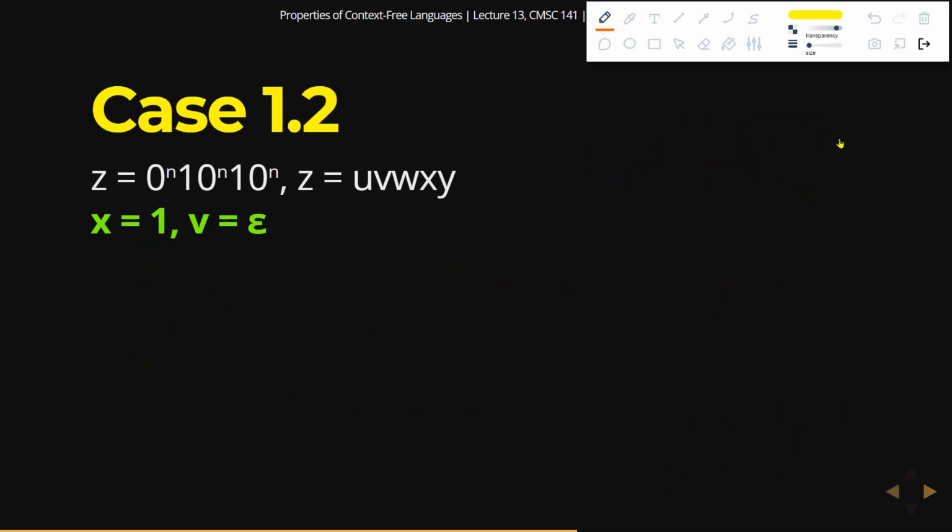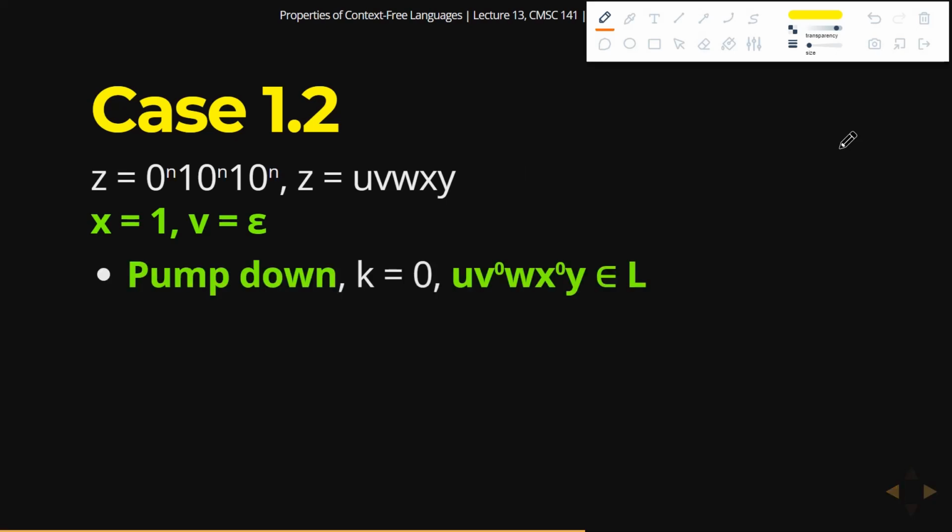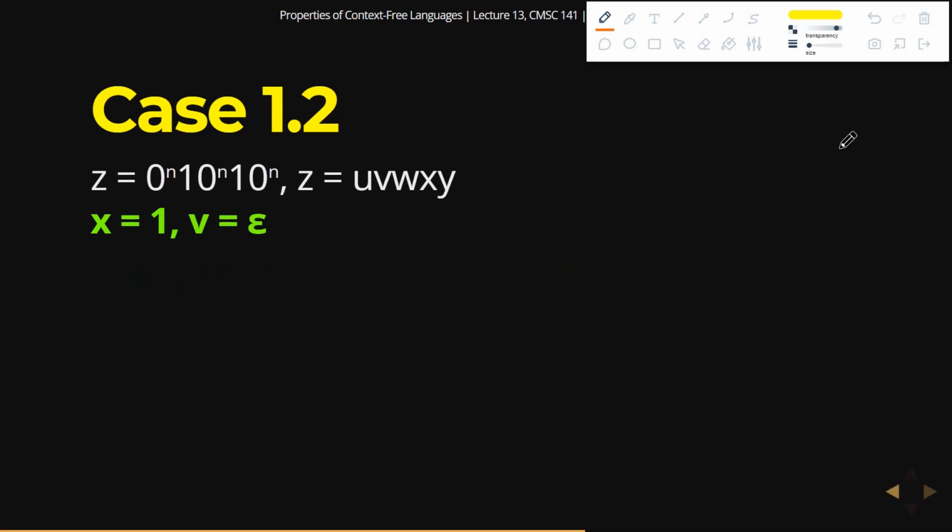Okay? Next, what if x was the one that has the 1? So, with all these ones here, it might become confusing, but just try to imagine what I'm talking about. So, if this was the case, before we pump down, let's try to imagine how this was broken down. So, 0 to the n, so v, there's an epsilon here. This is for v, right? And then x is a 1.